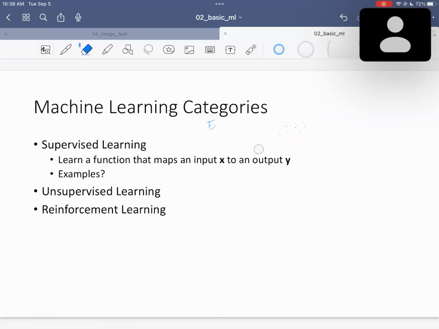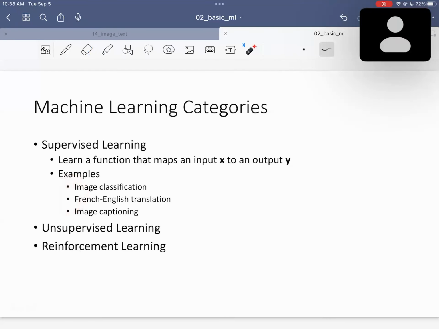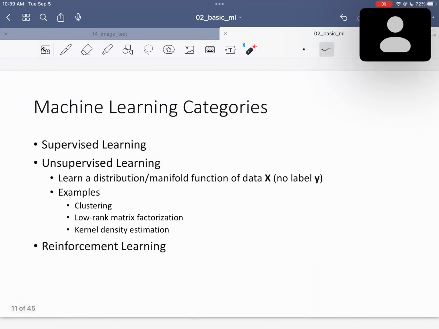All right. So next up is unsupervised learning. Usually there is no Y here in unsupervised learning. You only have input data in that sense. So what are you going to do with input data only? You're not learning a mapping function between X and Y, right? So usually what you can do with X is just learning a distribution or some kind of manifold function of data. So examples could be clustering.